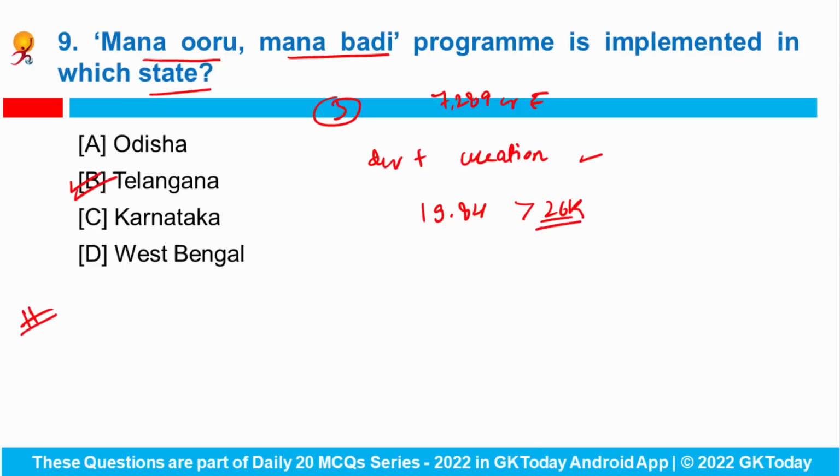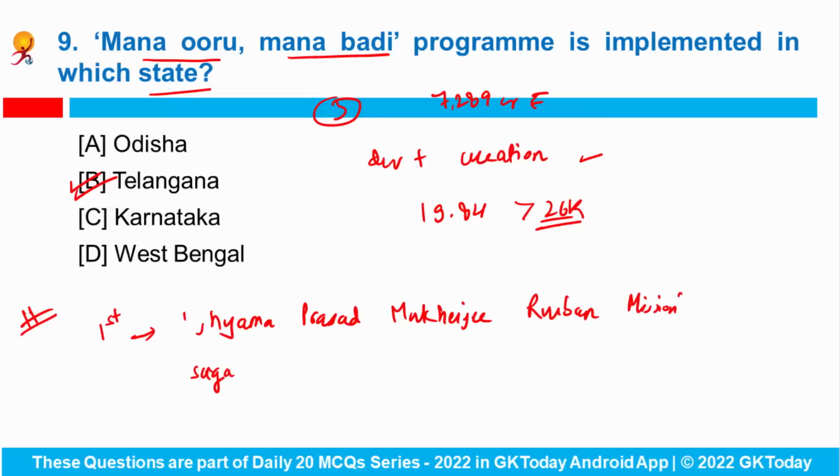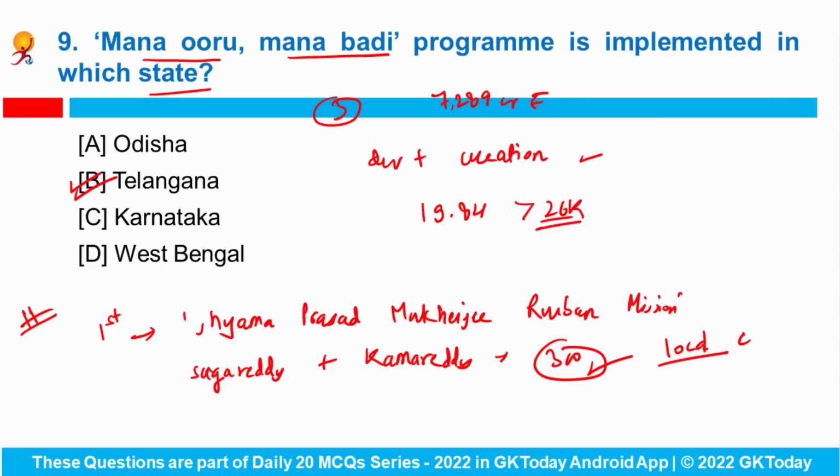So talking about Telangana, it stood first in the implementation of the Shyama Prasad Mukherjee Rurban Mission. Do remember that Sangareddy and Kamareddy districts claimed the first and second position among the 300 clusters across the country where the program is being implemented. And the aim of the scheme is to promote local economic development, enhance basic services and create well-planned clusters.